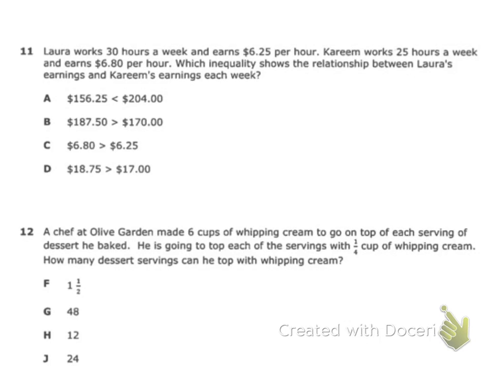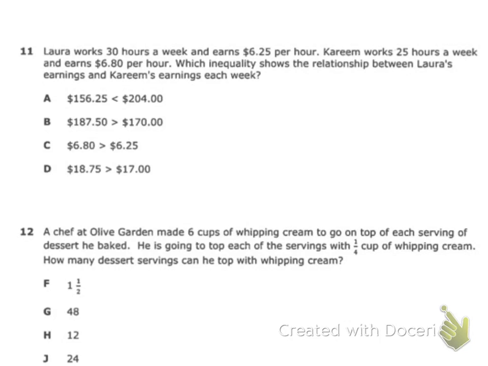Number 11. Laura works 30 hours a week and earns $6.25 per hour. Kareem works 25 hours a week and earns $6.80 per hour. Which inequality shows the relationship between Laura's earnings and Kareem's earnings?